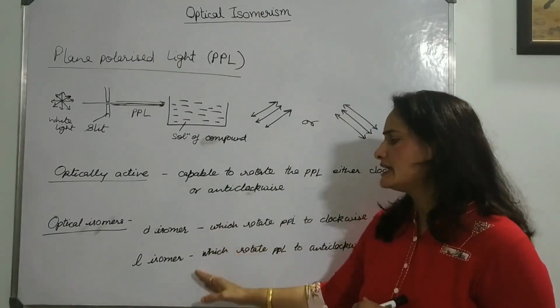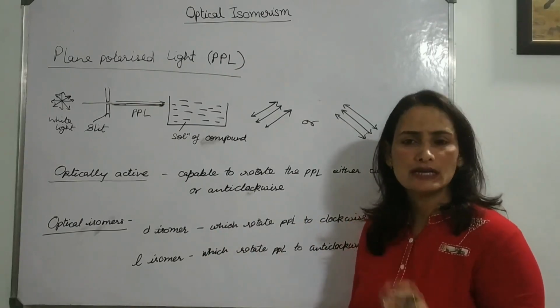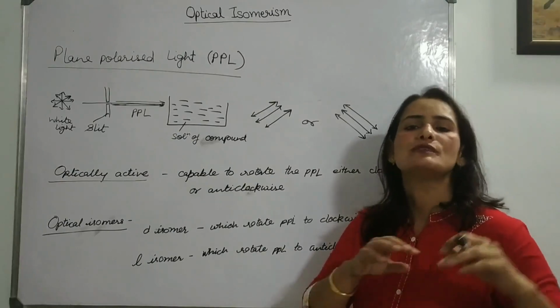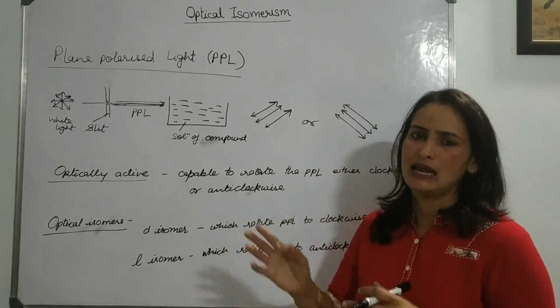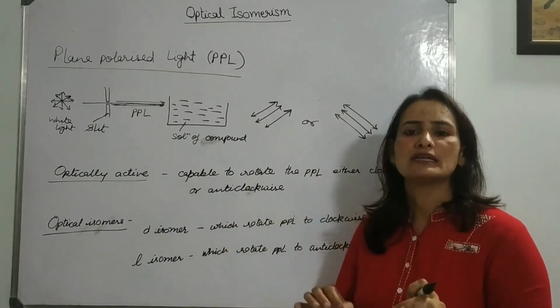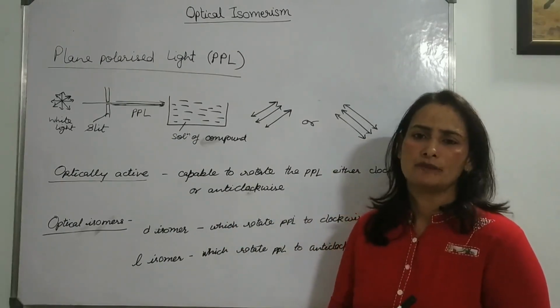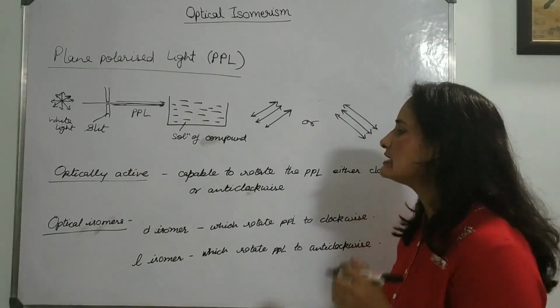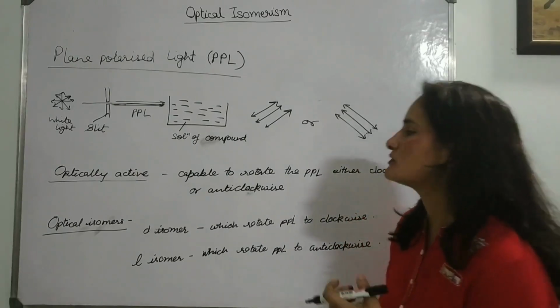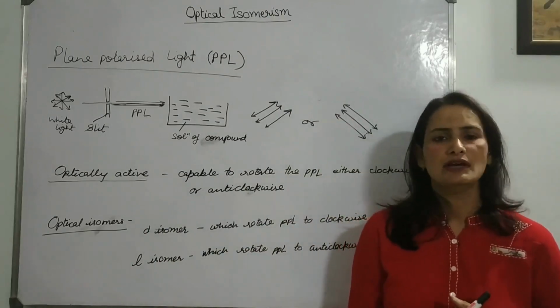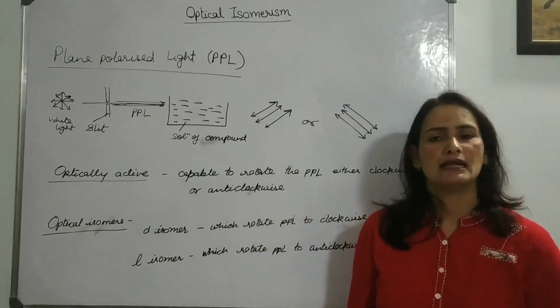Okay, and D and L identification is thoroughly an experimental thing. Without doing an experiment, nobody can tell you which isomer will be D and which will be L. But it is certain that out of the two isomers, one will be D and the other one will be L. Okay, so let's take what are the mandatory conditions for the compound to be optically active and to show optical activity.